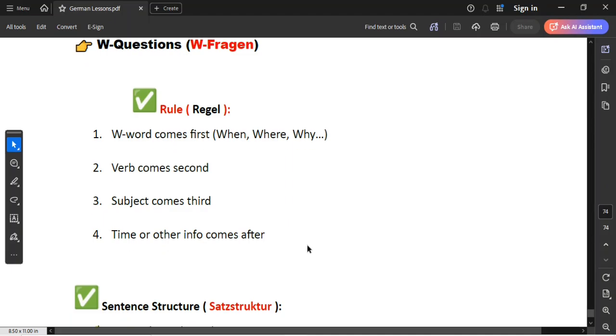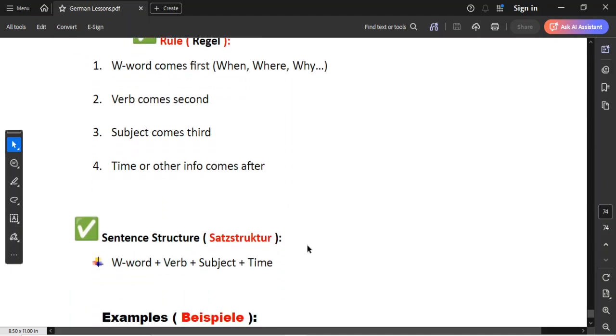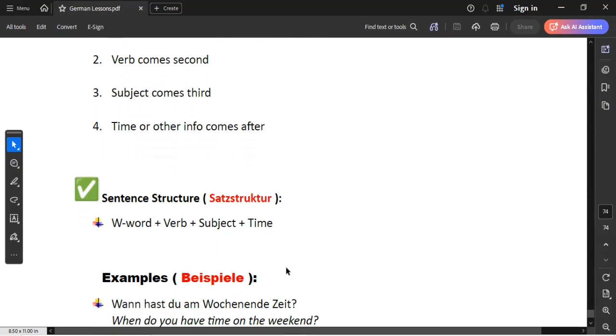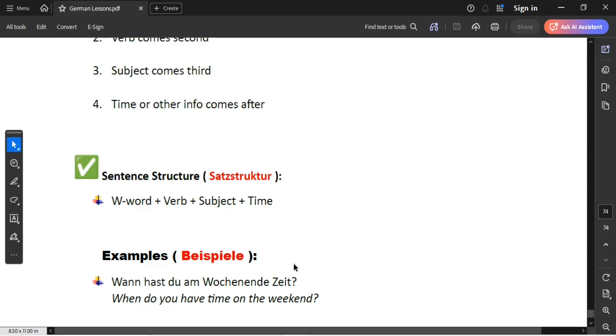Now let us look at the sentence structure. Remember, we start with the W word, plus verb plus subject plus Zeit. So we are starting with the W word, followed by the verb, then followed by the subject, and at the end time or the other information. Now, having looked at the sentence structure, I want us to look at a Beispiel.